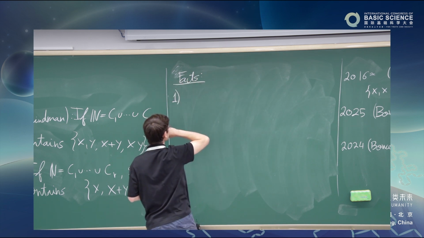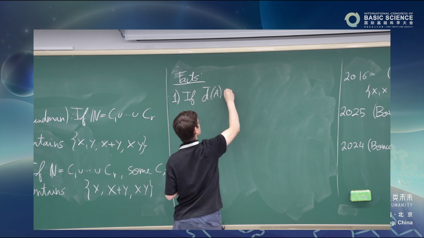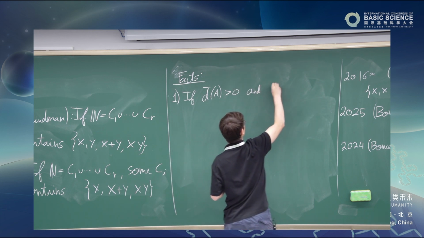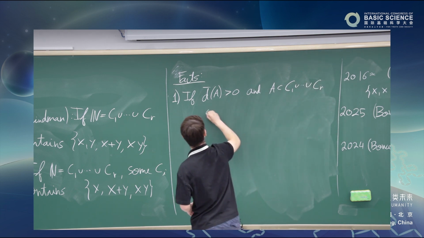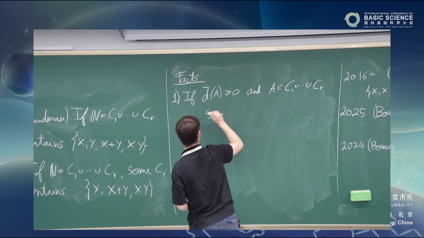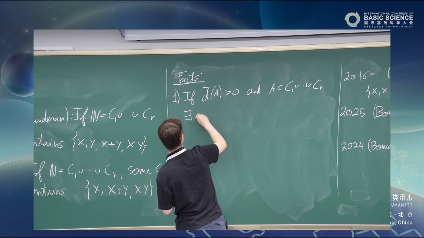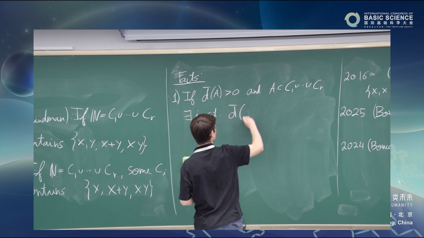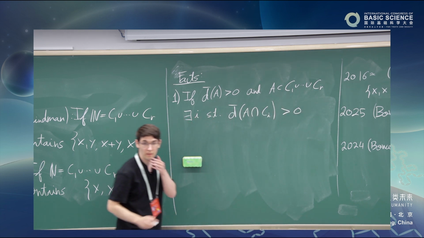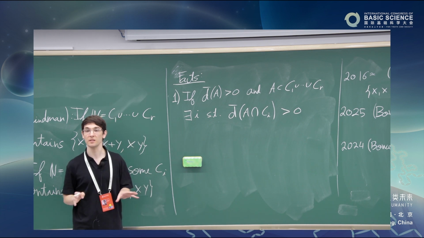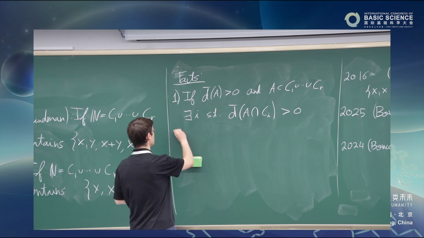Fact number 1: if I have a set A with positive density, and A is finitely colored, then there is some i such that this density is still positive. So if I have a set of positive density, I break it into finitely many pieces. One of those pieces still has positive density. No argument there, I hope.